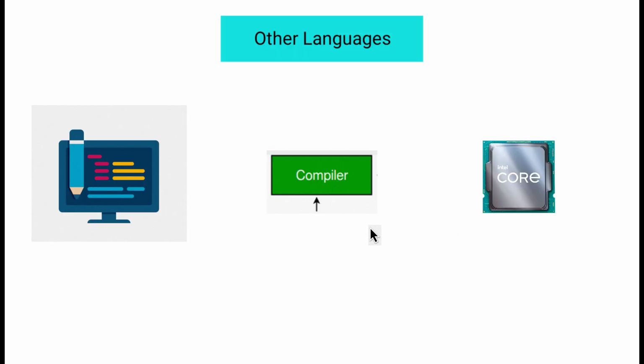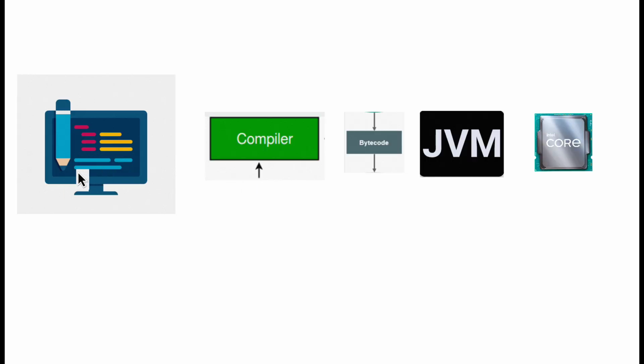In other languages, the compiler converts the entire program into a single file in machine language to be understood and executed by the processor. In Java, however, the interpreter reads and sends each line for execution individually, making Java's execution model different and more adaptable across systems.